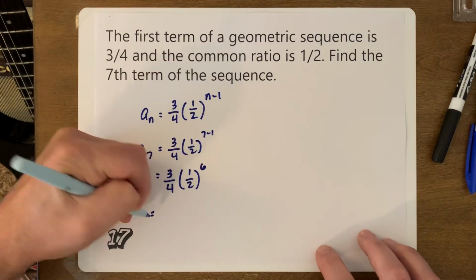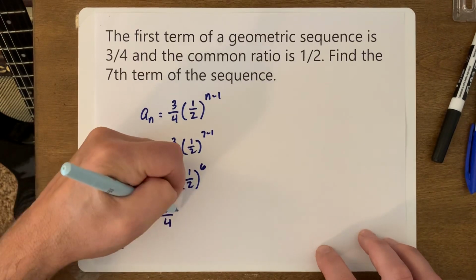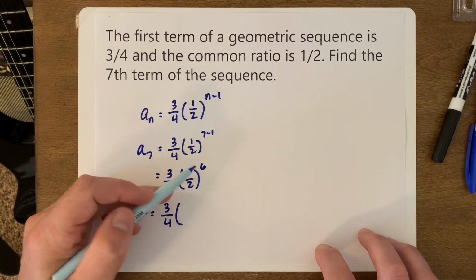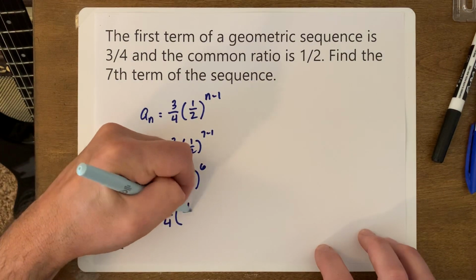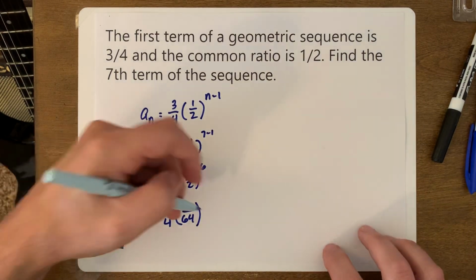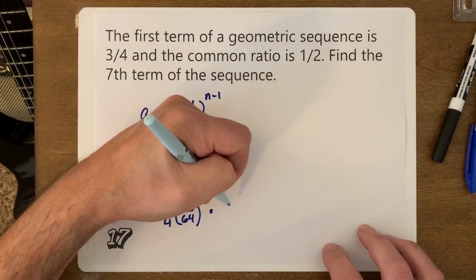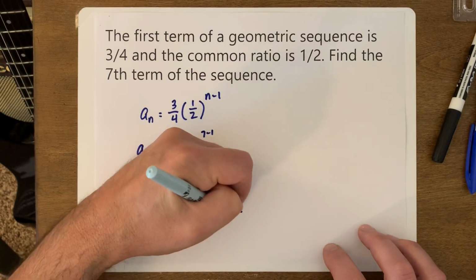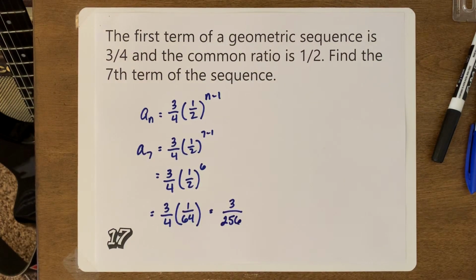And here we go, 3/4. All right, 1/2 to the 6th power. 1 to the 6th is 1, 2 to the 6th is 64. So 1 over 64. So now all we have to do is multiply those together. And we're going to get 3 times 1 is 3 over 4 times 64 is 256. And that right there is your 7th term of the sequence.